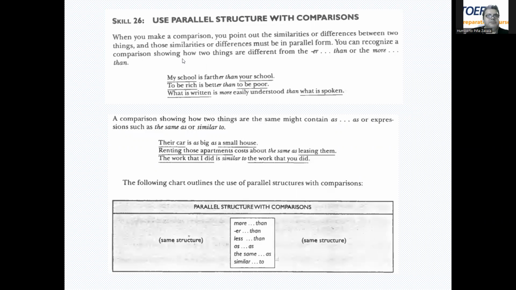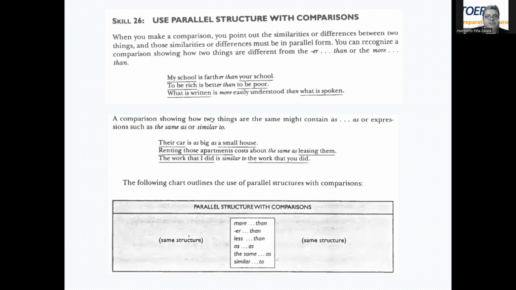You can recognize a comparison showing how two things are different using the -er than, nicer than, bigger than, or more adjective than, more beautiful than, more expensive than, whatever. My school is farther than your school, right? So here I'm comparing two schools, my school and your school. To be rich is better than to be poor. So here you got infinitive, to be. What is written is more easily understood than what is spoken. You have a clause here with what is written, what is spoken.